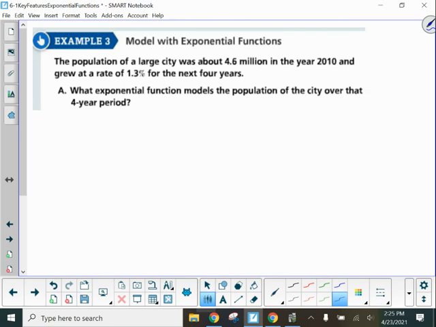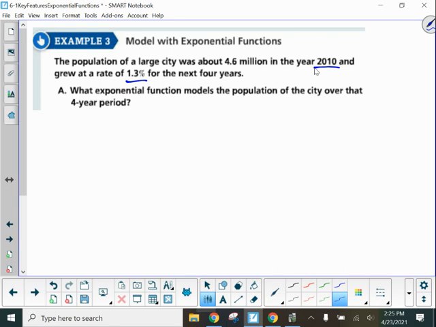Welcome to your part 2 video for 6-1 key features of exponential functions. So this one we're going to look at some modeling. The population of some large city is about 4.6 million in the year 2010, and it grew at a rate of 1.3% for the next 4 years. What exponential function models the population of the city over that 4-year period?